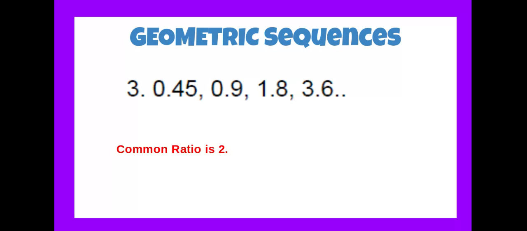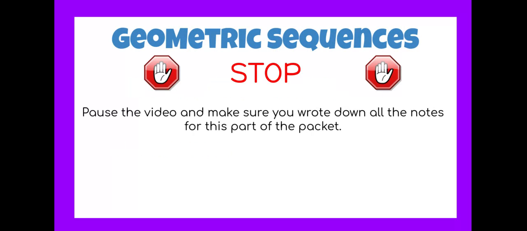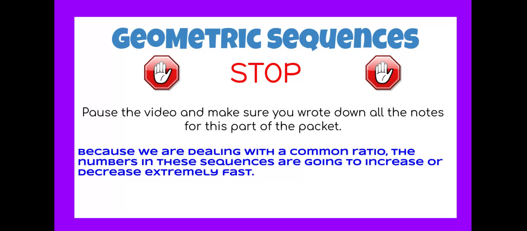Okay? So now we're going to flip the page because we're going to skip over it. This is just saying, we're going to need to use a formula. Make sure you got all the notes down. Because we're dealing with common ratios, the numbers in the sequence are going to increase or decrease extremely fast. So just recognize our answers are going to either be really tiny fractions or really big numbers.